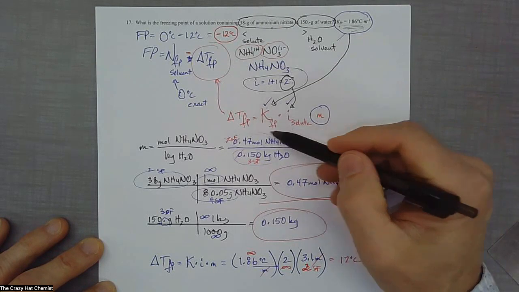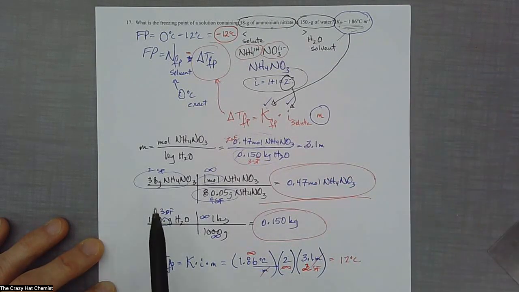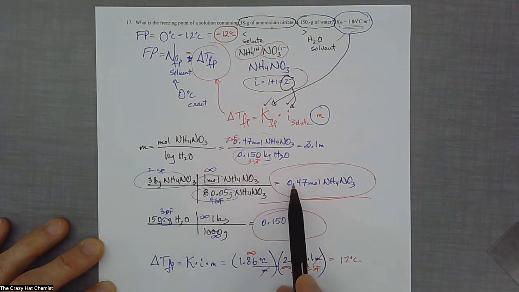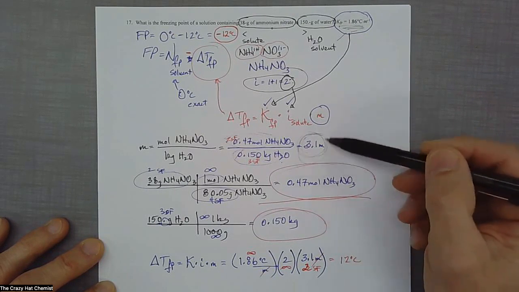So now I have the constant. I have the Van 't Hoff factor. I'm going to solve for the molality. I'm going to get the moles of the solute, 0.47, and the kilograms of solvent, 0.150 kilograms. Divide these two numbers and get the molality of the solution.